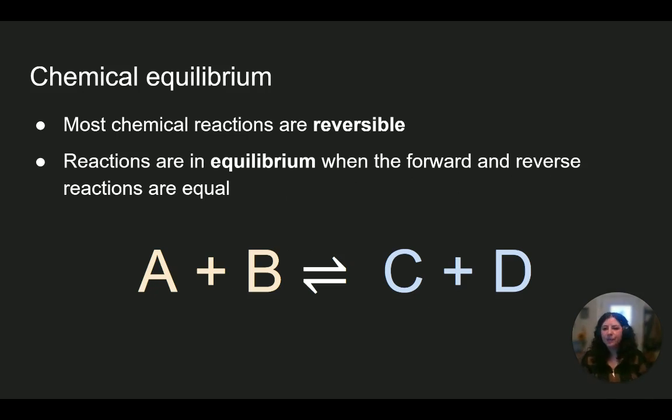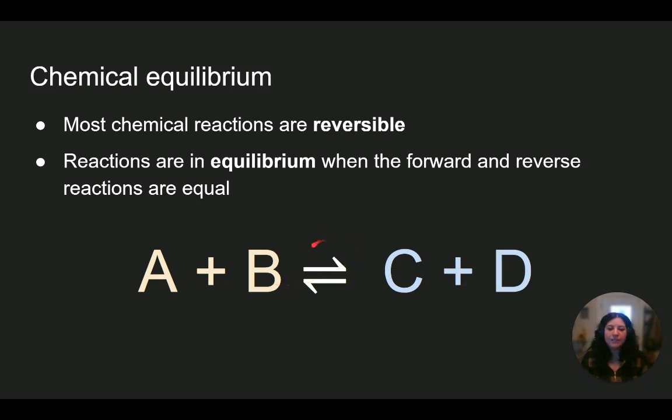To understand chemical equilibrium, you have to keep in mind that most chemical reactions are reversible, meaning usually we write a reaction with our reactants on the left side and our products on the right side, and we're used to thinking of reactants turn into products. And that's true. But in reality, it's also possible for products to turn back into reactants. They can go the other way. So that's what we mean by reversible.